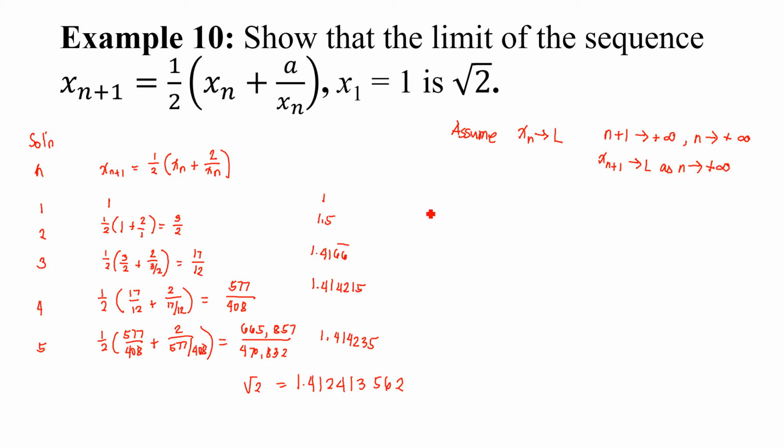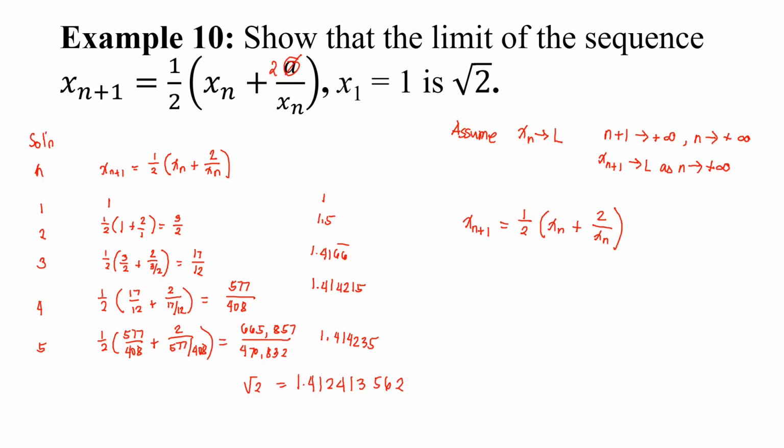Therefore, we could have x sub n plus 1 equal to 1 half times x sub n plus 2 over x sub n. There is a typographical error here. This one should be equal to 2. Okay, let's continue.